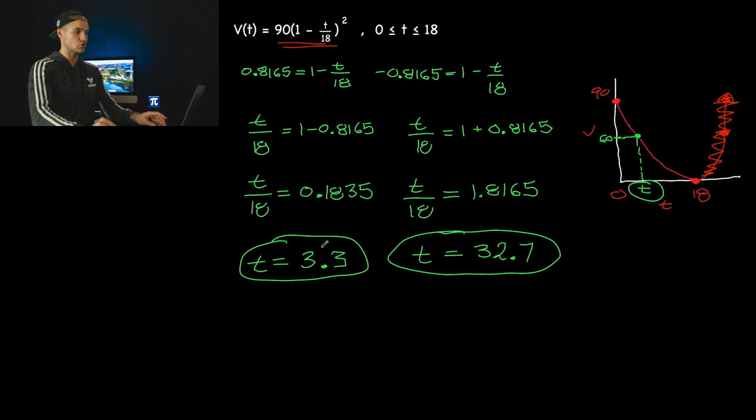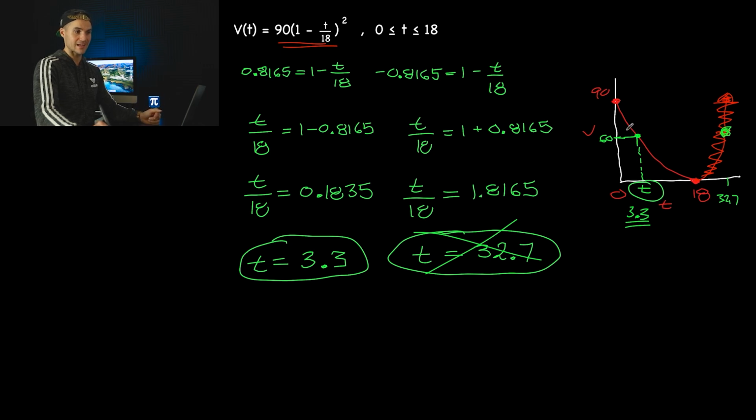So we would only use this lower value of 3.3, right? So that's going to be the t value when we have that volume of 60. This other point right here is going to happen at 32.7. However, we're going to ignore that t value. So we're just looking at this 3.3, right? So when the gas is leaking at 3.3 seconds, there's going to be 60 liters left in the tank.